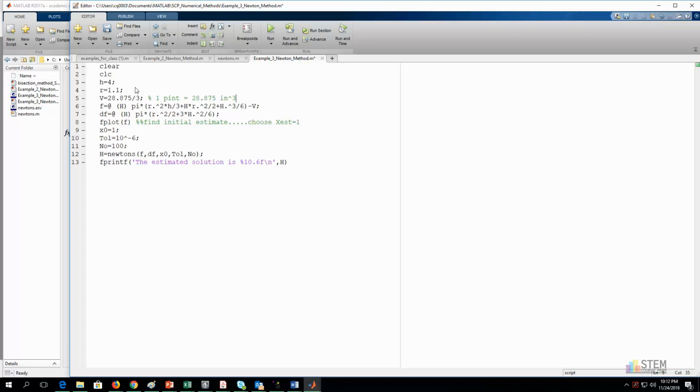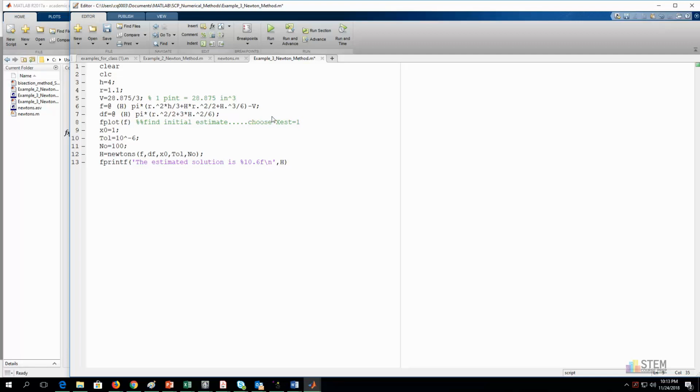All right, well, pint is typically not going to be a unit that we want to use. We had inches for these other two values up here. So I want to convert over to inches, and here is the conversion right here. So 1 pint equals 28.875 inches cubed. So I just took that number divided by 3. All right, so that gets us in the right units. And then we set up our equations. So here's our f of h equation. It's just like what we wrote down on the paper. And then here's our derivative equation. So now that we've got our two anonymous functions set up, we can go ahead and get started.